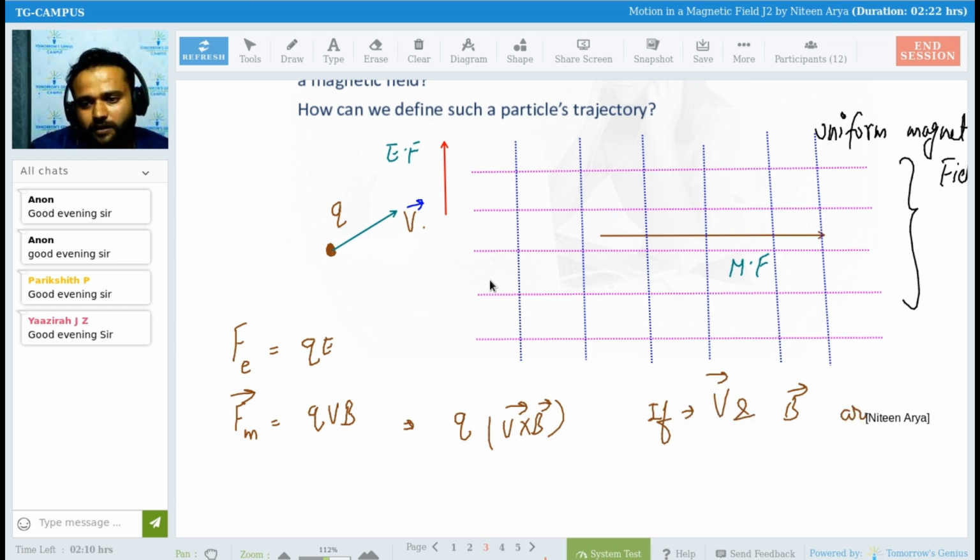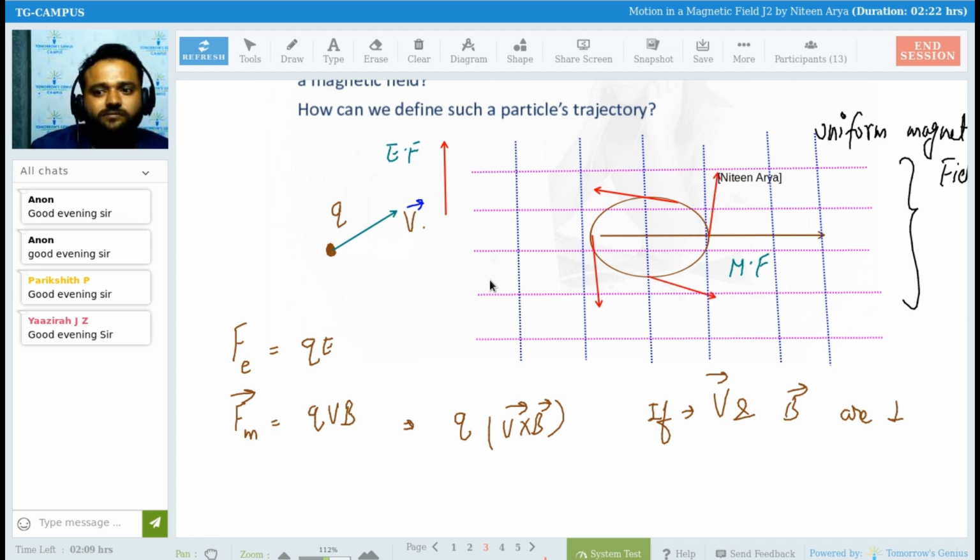If V and B are perpendicular, I told you this thing in the previous class also, and here also. This charged particle starts moving in a circle. Okay, like this, in this sense. Clear? So this is the first case. This is your case number 1.